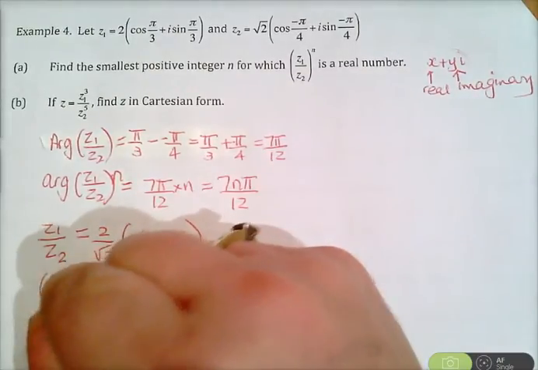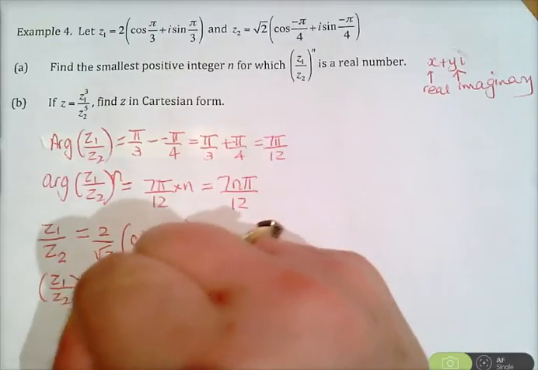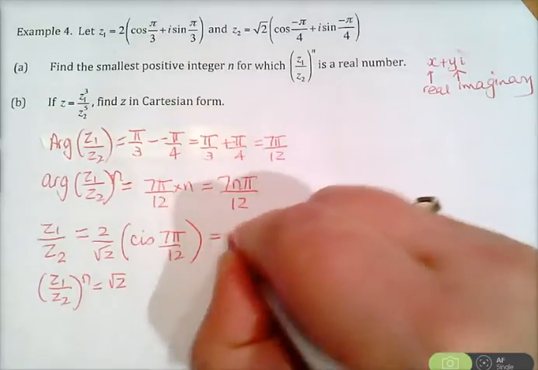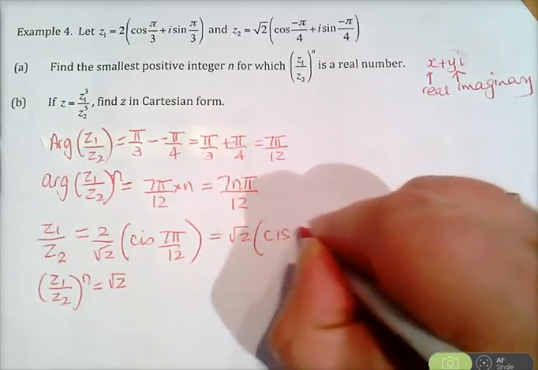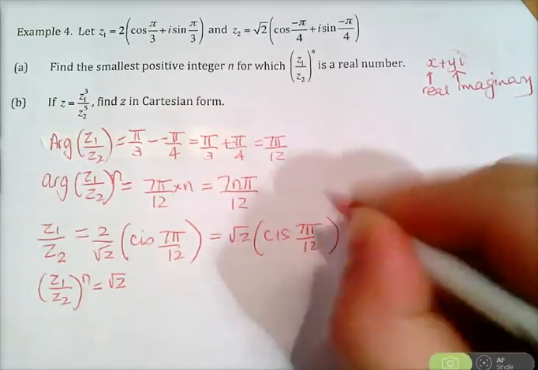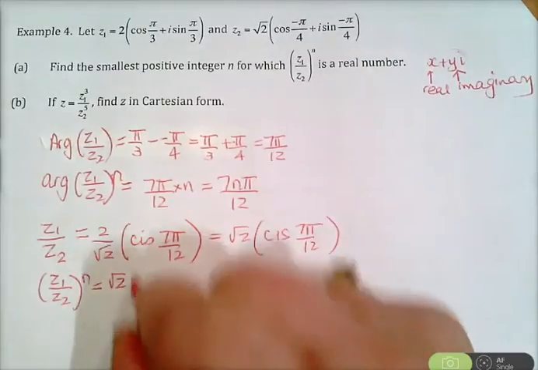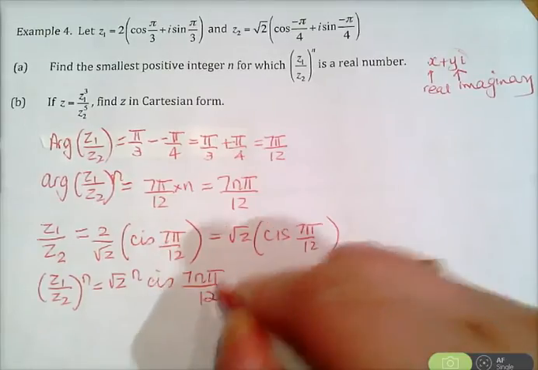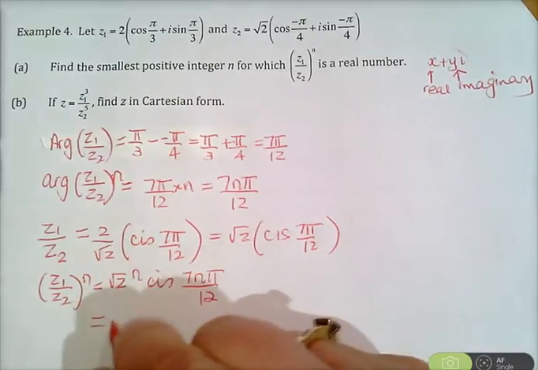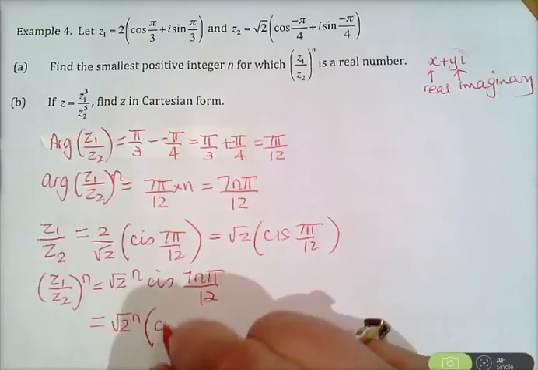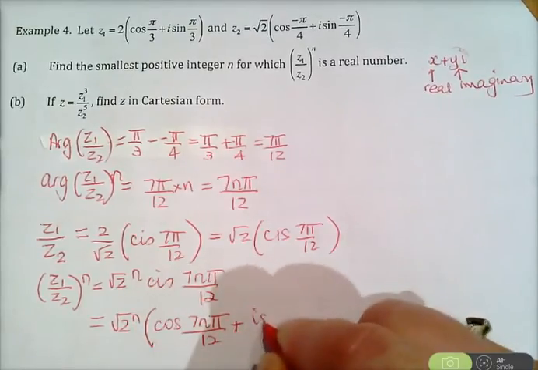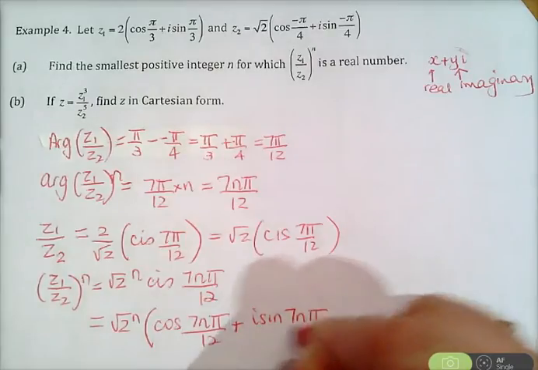So therefore, Z1 over Z2 to the power of n, remember, 2 on root 2 is just root 2. So that's just root 2 cis 7π/12. So therefore, Z1 on Z2 to the power of n is root 2 to the power of n cis 7nπ/12, just as what we wrote up there, which is root 2 to the n cos 7nπ/12 plus i sine 7nπ/12.